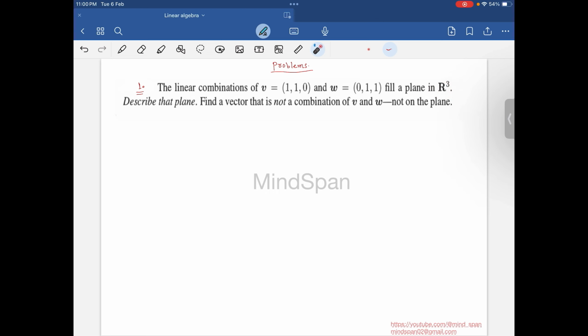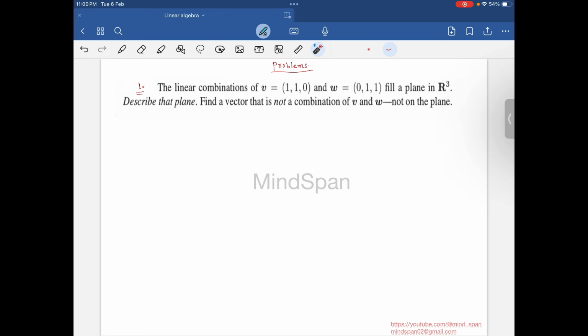So what does it mean by r cube? We have the three dimensional space, and in this three dimensional space, v and w, their linear combination is filling a plane, right? So you can think of it, if you have three dimensional space, there is a plane with the linear combination of v and w, right? So these two vectors in three dimensional space are filling a plane, right? Not the complete 3D space, but just a plane, right?